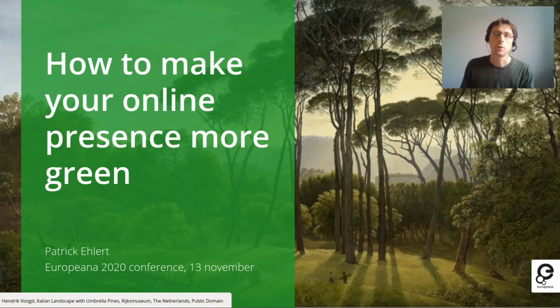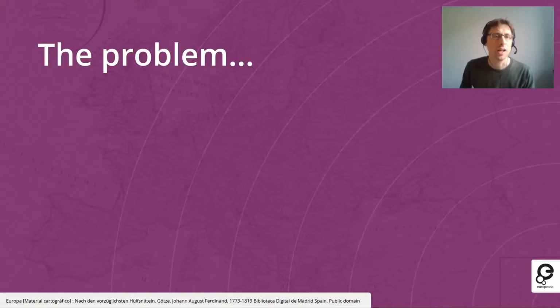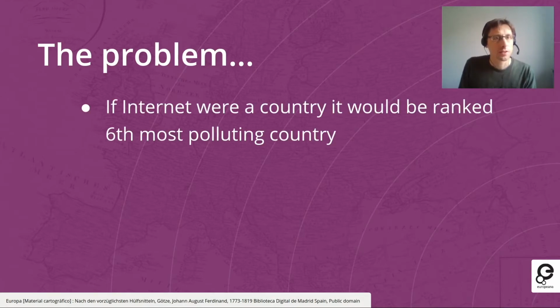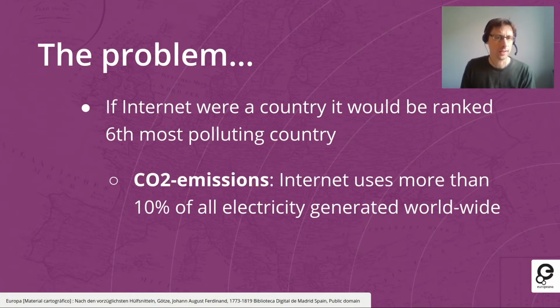But the impact of what we do is not zero. And the internet has a larger impact than you may think. To give you some numbers, if the internet were a country, it would be ranked 6th in the list of most polluting countries in the world. And there are two causes for that. First one is CO2 emissions. The internet uses more than 10% of all the electricity generated worldwide. And of all that electricity, about 72% is still generated from fossil fuels.